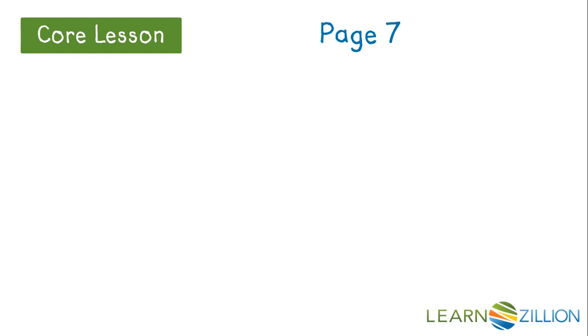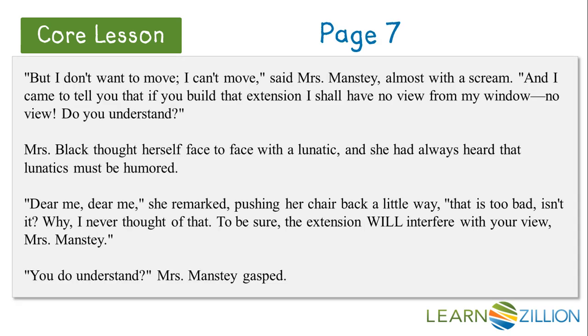We are going to focus our attention on page 7. This is the point in the story where Mrs. Manstey is confronting Mrs. Black about the extension. We are going to highlight the words and phrases that describe how the character speaks.